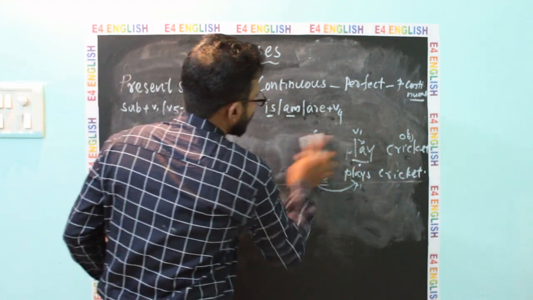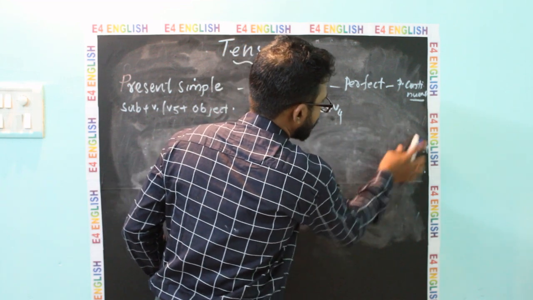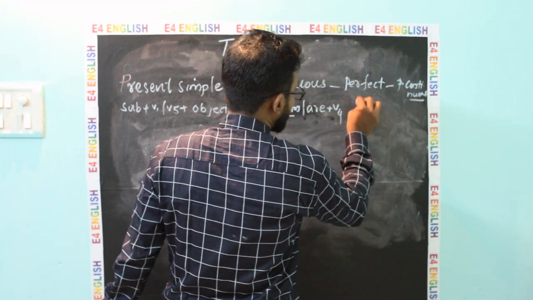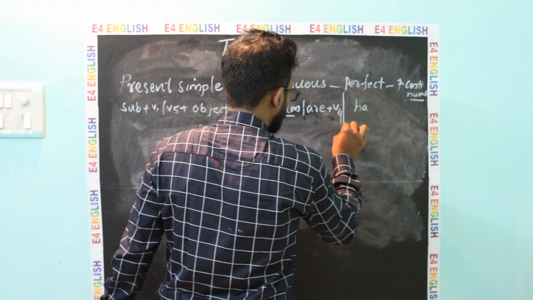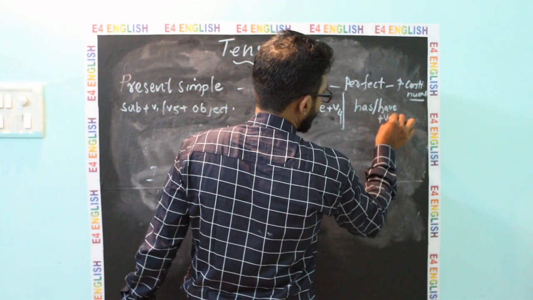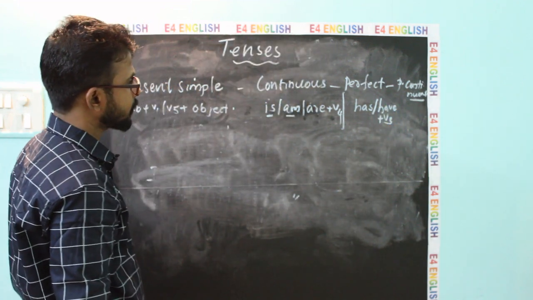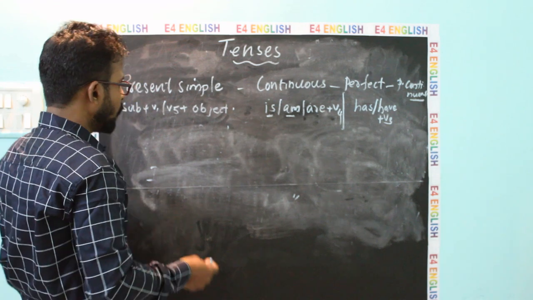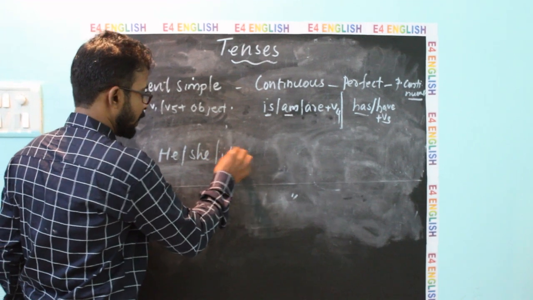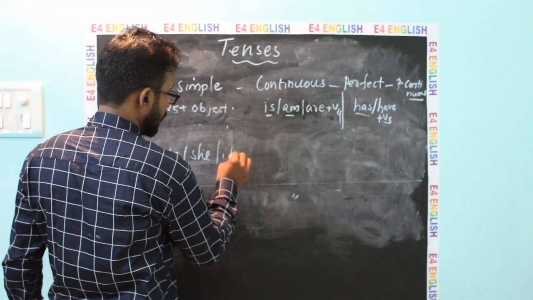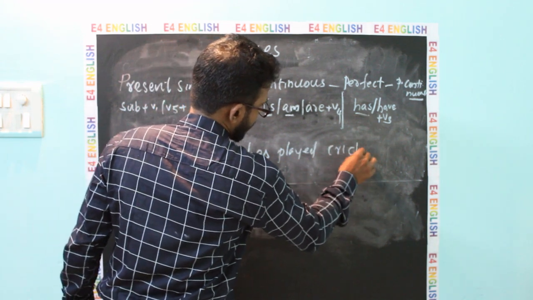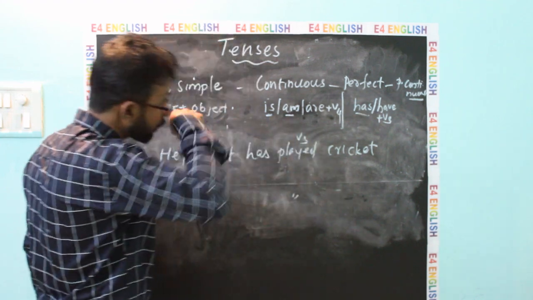In the present perfect tense, we are going to discuss the present perfect tense. Okay. Let me separate it, otherwise you will get confused. Has or have plus V3. So again we will use has with the third person singular: he, she, it. Then has played cricket. Okay, this is V3 in the perfect tense.